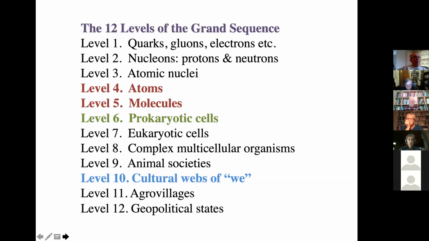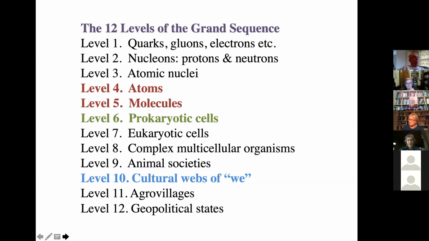Okay. So these are the 12 levels of the grand sequence, and the main ones that I want to show regarding an alpha kit are levels 4 and 5, atoms going to molecules, in which the atoms are the element set and the molecules are the cornucopia set. They exist as actual levels in the grand sequence.